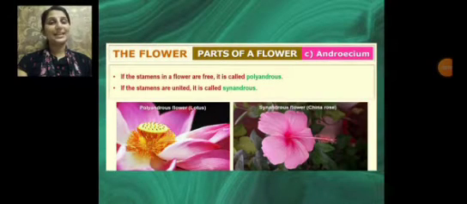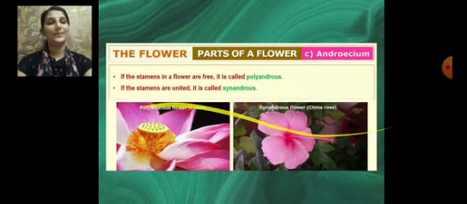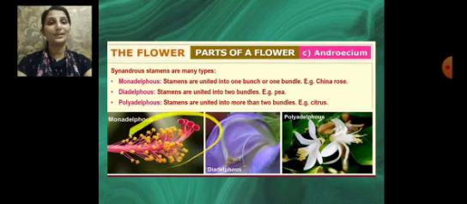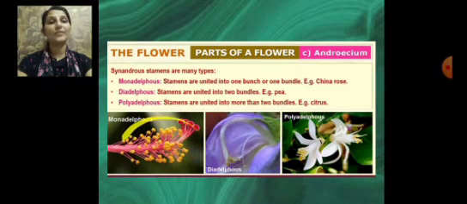If the stamens in a flower are free, they are called polyandrous, and if the stamens are united, it is called synandrous. This is a polyandrous and this is a synandrous flower. The synandrous flower can be of different types based on the number of bundles in which the stamens are united. It is called monoadelphous if the stamens are united into a single bundle. This is a single bundle, and such a flower is called monoadelphous, and it is seen in China rose.